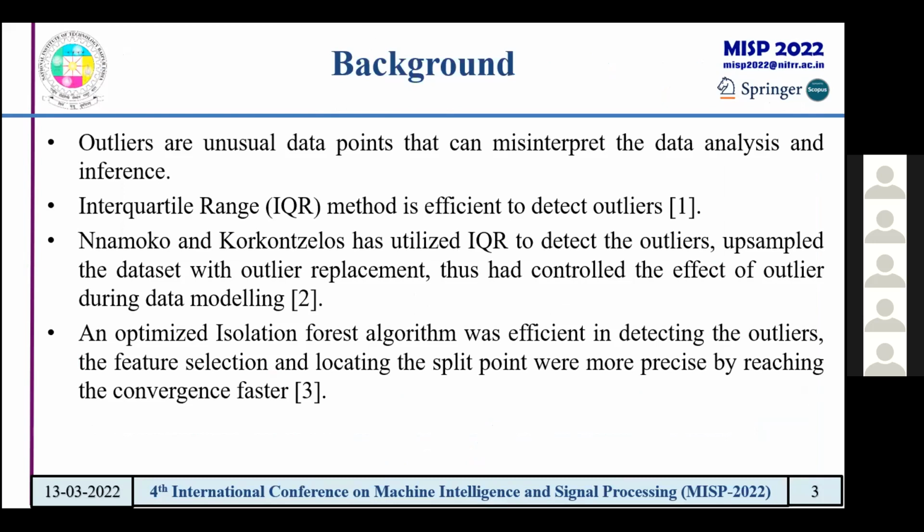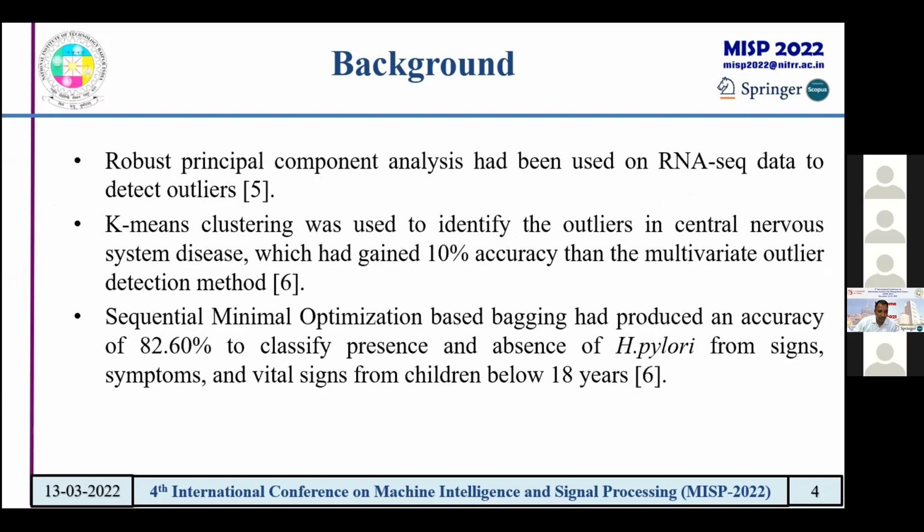We know outliers are unusual data points which misinterpret data analysis and inference. The interquartile range method is very efficient to detect outliers. Namaco has utilized the interquartile range method to detect outliers and upsample the training data, so that they can have a balance while training the model. And optimized isolation forest is very effective in detecting the outliers, so that the feature selection and locating the split point is able to converge the model faster.